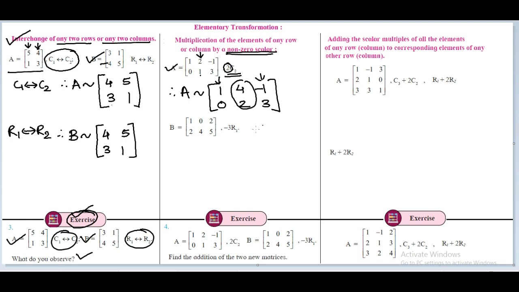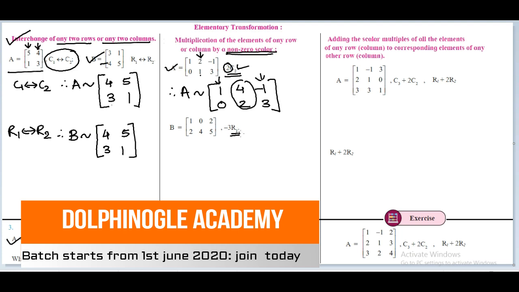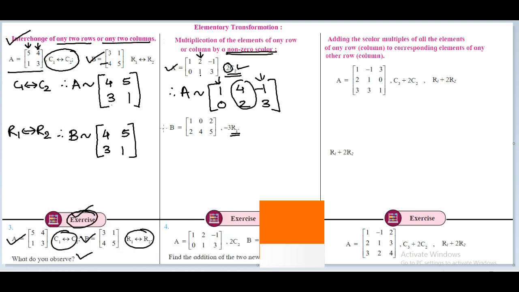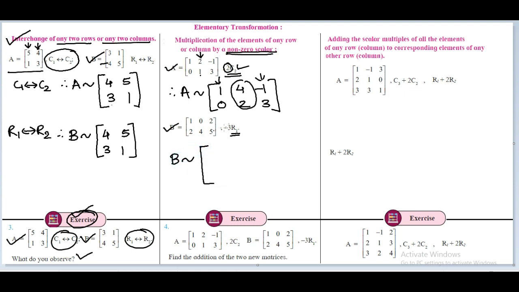Okay. Similarly we will do the operation for row. I have shown it for column above. I'll show it for row also. Okay. What is the matrix given to us? Matrix is B matrix. Okay. And the operation is minus 3 R1. So the new matrix that will be formed will be equivalent to the original matrix, and that we can write as, there is change in only the first row. So minus 3 into 1, that is minus 3. 0 into minus 3 is 0. And minus 3 into 2 is minus 6. There is no change in the second row. So I'll write it as it is.